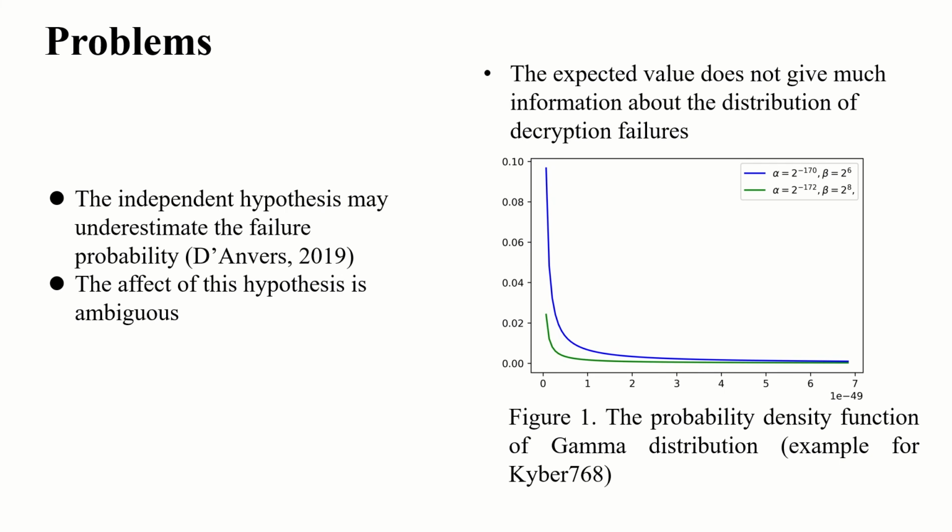line in figure 1. Then the probability of getting a low error rate is higher than in the case of gamma 2 to the power of negative 172, 2 to the power of 8. That is, when a secure website picks a particular public key that is less secure, it is more vulnerable to attacks that search for failures.